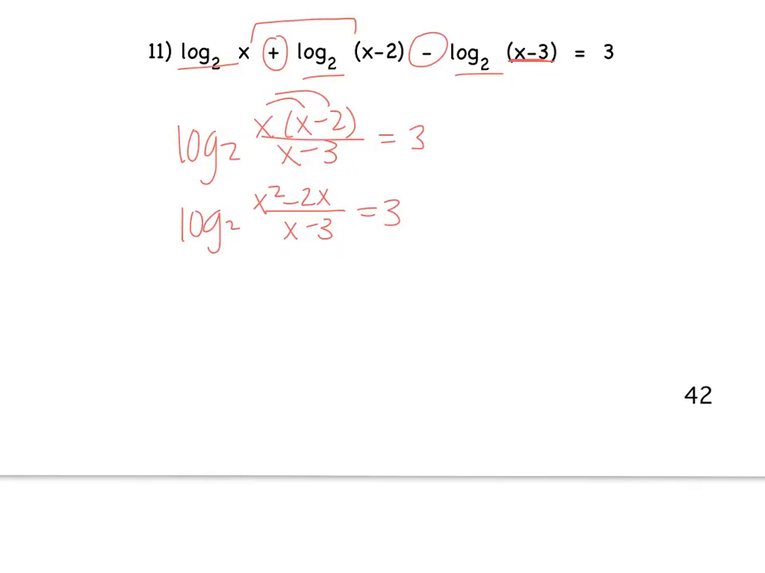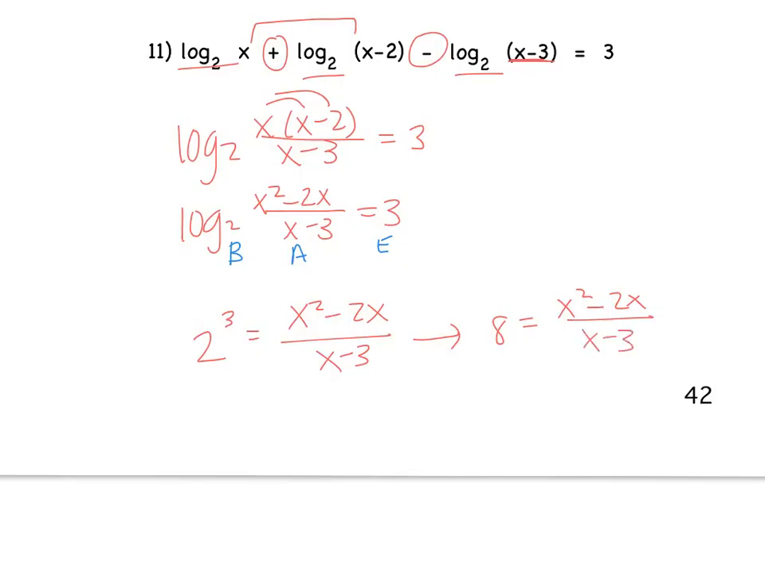So on the blue sheet, it says rewrite the equation into exponential form. So this is my base, this is my argument, this is my exponent. So I get 2 to the power 3 equals x squared minus 2x over x minus 3. Now 2 to the third is 8. So this gives me 8 equals x squared minus 2x over x minus 3. Now at this point, I would put that 8 over 1, and you should be able to go from there.